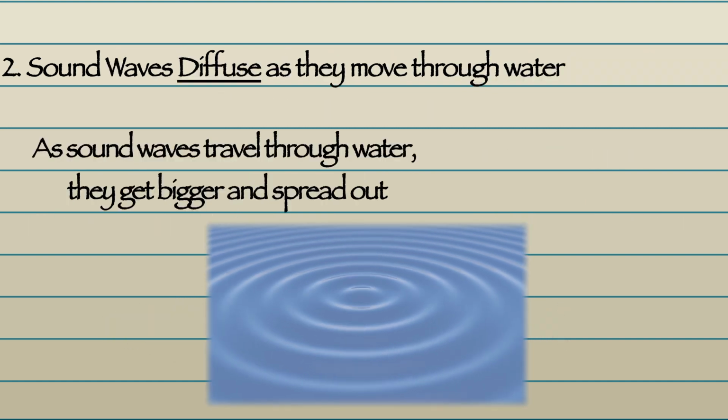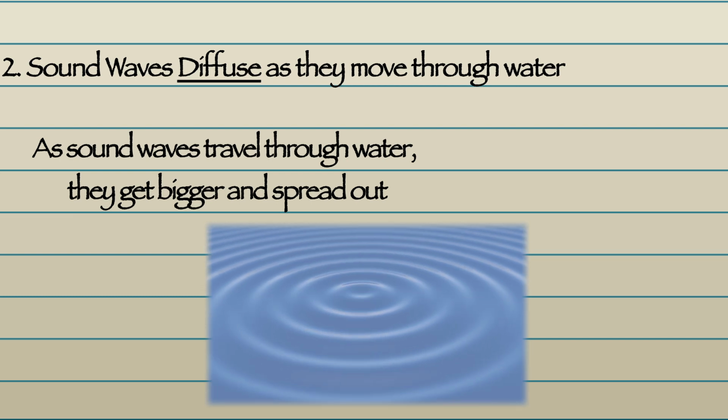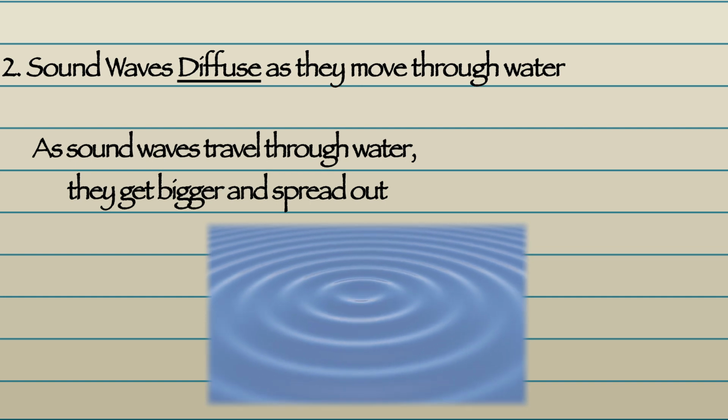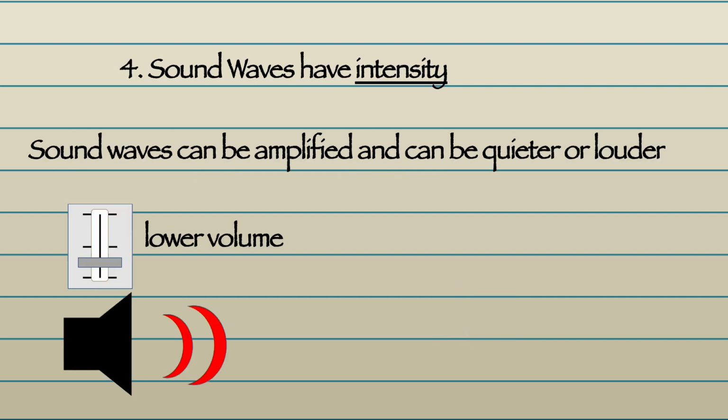Sound waves diffuse as they move through water. So as they travel, they get bigger and they spread out. This is why you see a sonar cone that is like a flashlight. Sound waves reflect off of objects. Different objects have different ways of reflecting sound. So objects such as fish, rocks, trees, they all reflect sound in different ways.